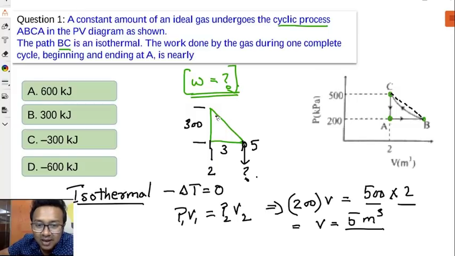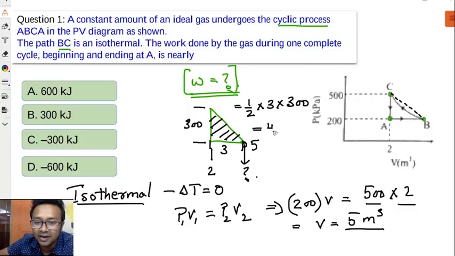So दोस्तों ये पूरा जो area होगा, this area, how much is it going to be? It is nothing but half base into height. Half base is how much? 3. Height is how much? 300. So students, if you solve this, you will get 450 units. So 450 kilojoules is the work of this triangle.